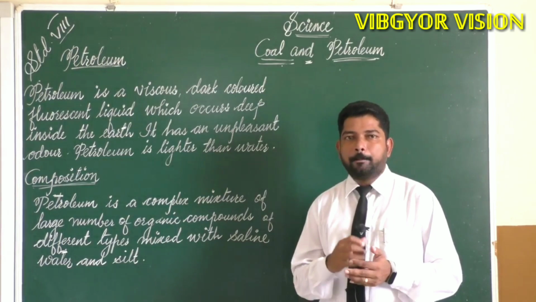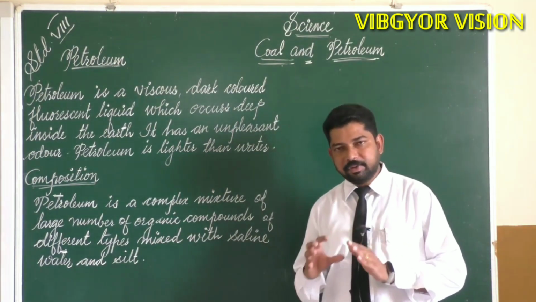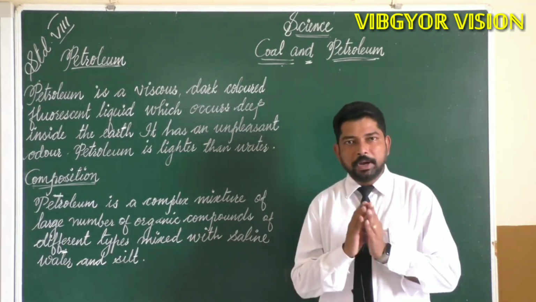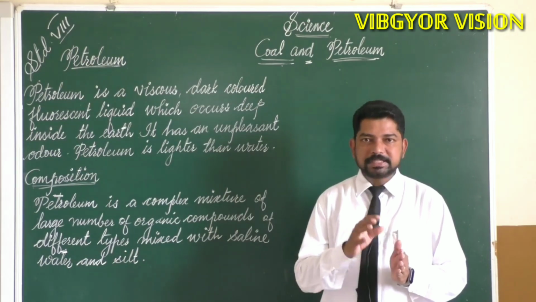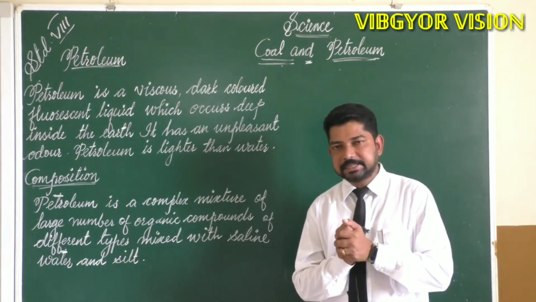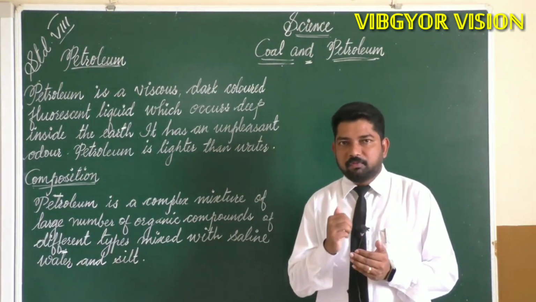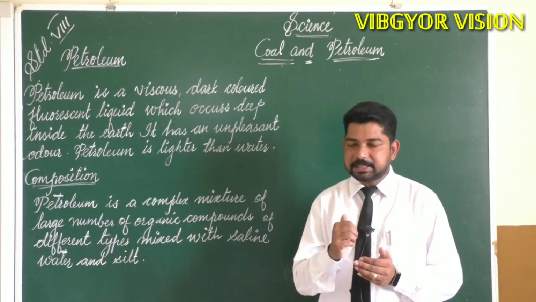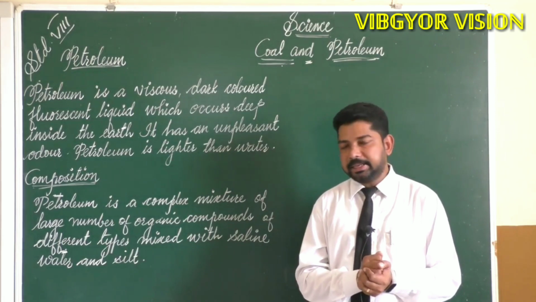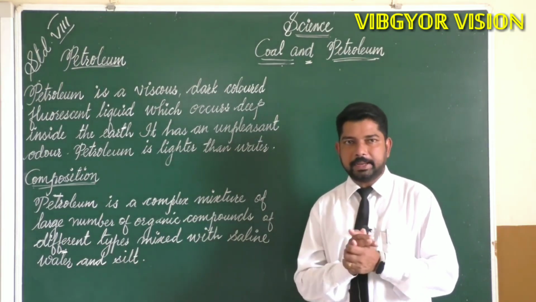Now let's learn how petroleum is formed. We had learned how coal was formed. In the same way, now we are going to learn how petroleum is formed. Petroleum is formed due to the decomposition of organisms living in the sea under high pressure and temperature in the absence of air. So we can see how petroleum is formed in detail.